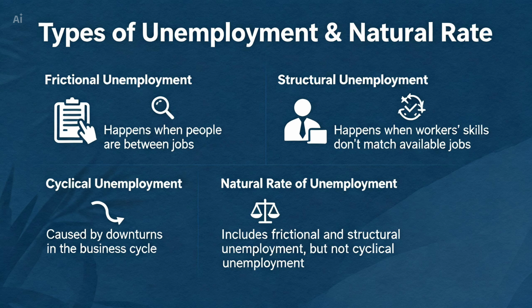For unemployment, you need to know the differences between frictional, structural, and cyclical unemployment. Frictional unemployment happens when people are between jobs. Structural unemployment happens when worker skills don't match available jobs. And cyclical unemployment is caused by a downturn in the business cycle. And remember, the natural rate of unemployment equals frictional and structural unemployment, but not cyclical unemployment.